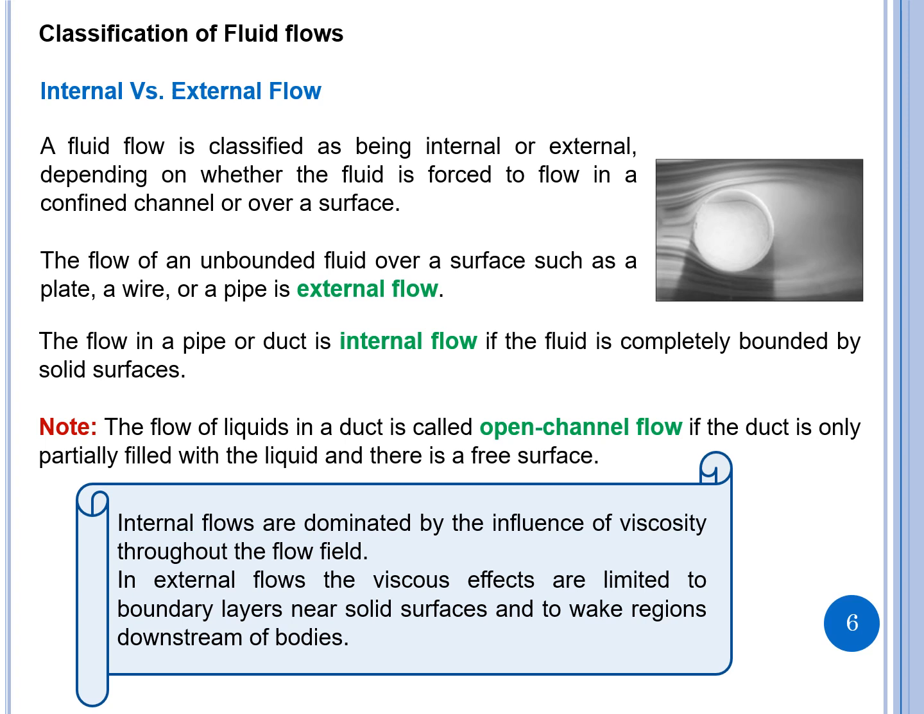Another classification of flow is internal versus external flow. As it is clear from the name, when the flow is in a pipe or duct, it is called internal flow. So in internal flow, fluid is completely bounded by the solid surface. The flow of an unbounded fluid over a surface such as a plate, a wire or a pipe is external flow.